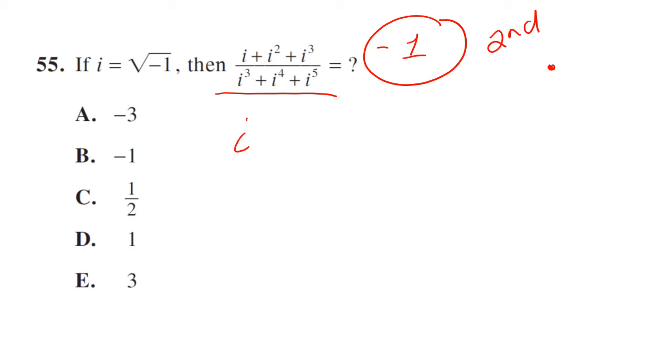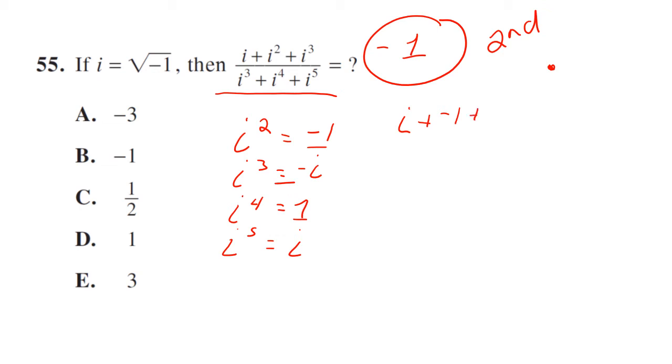i squared equals -1, i to the third equals -i, i to the fourth equals 1, i to the fifth equals i. And now we can just plug these into the equation because we have i plus i squared, which is -1, plus i cubed, which is -i, over i cubed, which is -i, to the fourth plus 1, and then i to the fifth is plus i.